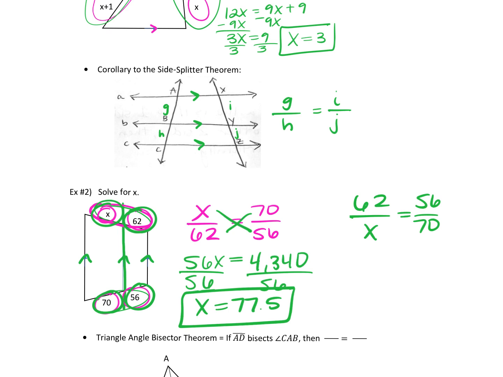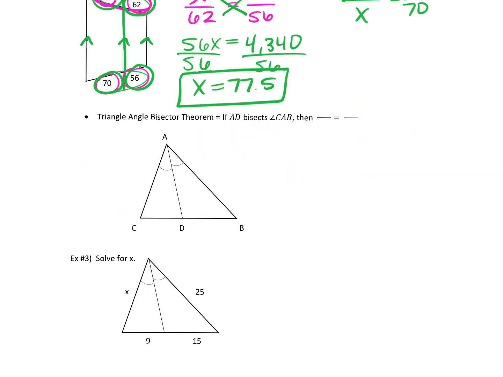Okay, so that is the side splitter theorem. It's just set up a proportion and solve. Okay, the other theorem we're going to talk about today is called the triangle angle bisector theorem.